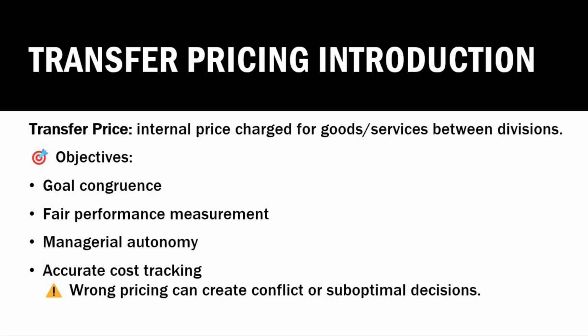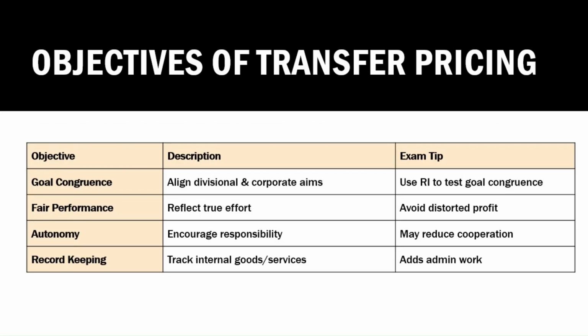The objectives of a transfer pricing system are: goal congruence. Decisions should benefit both the division and the company. Fair performance measurement. Transfer prices shouldn't distort divisional results. Autonomy. Managers must feel responsible and empowered. Accurate cost tracking. Internal trades should be properly recorded. Wrongly set prices can lead to conflict or poor decisions even if total company profit stays the same.